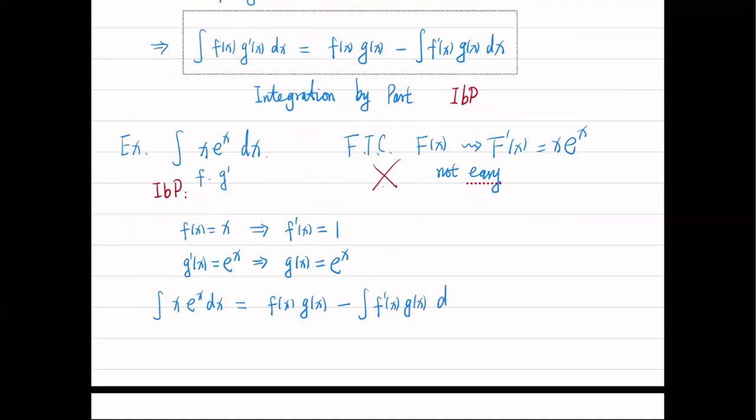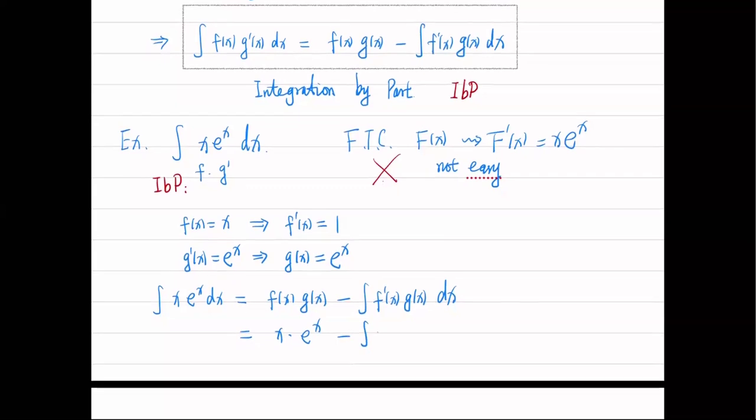What is f? What is g? E to the x minus, what's f derivative? 1. What's g? E to the x dx. Okay, now could you tell me what the integral is? Integral of e to the x. Yes, easy.